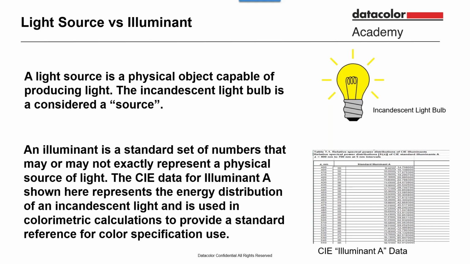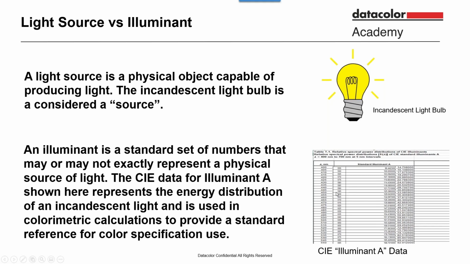This illuminant data may or may not represent the exact physical light source in question. For example, the illuminant A data provided by the CIE represents the average distribution of an incandescent light. It can be used to provide a standardized reference for everyone to use to perform colorimetric calculations.